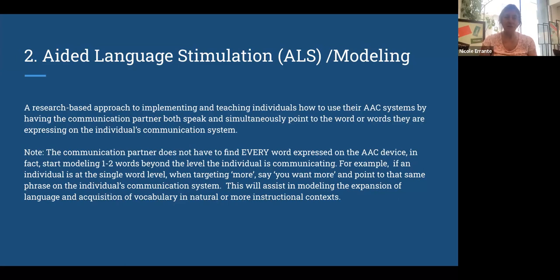So when we talk to kids who can use their mouths and oral speech to communicate effectively, we talk to them, they hear it, they can speak. So if we think about giving that input to the kids we want to learn to use AAC, it's input on their system or on another system that looks just like it. So it's talking to your partner, you're speaking and you're simultaneously touching a word on the device that they're expressing or that you are expressing. And you don't have to find every word. You might want to start modeling just 1 to 2 words beyond the level they're communicating. But again, we don't know what they're thinking.